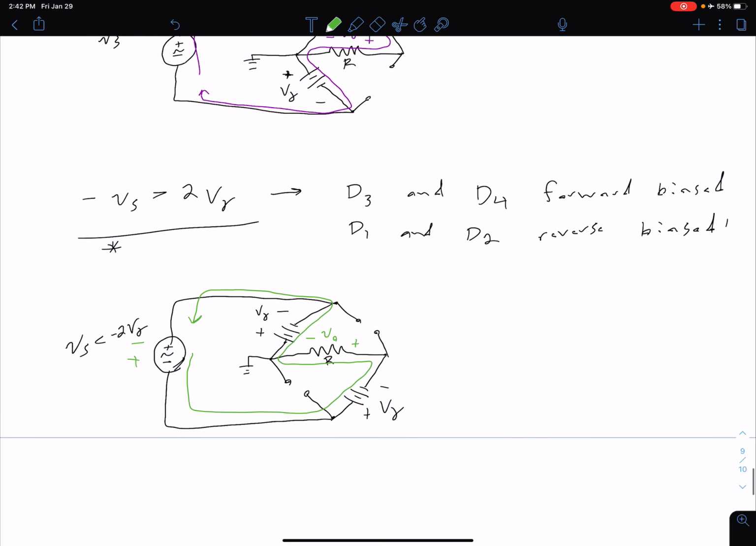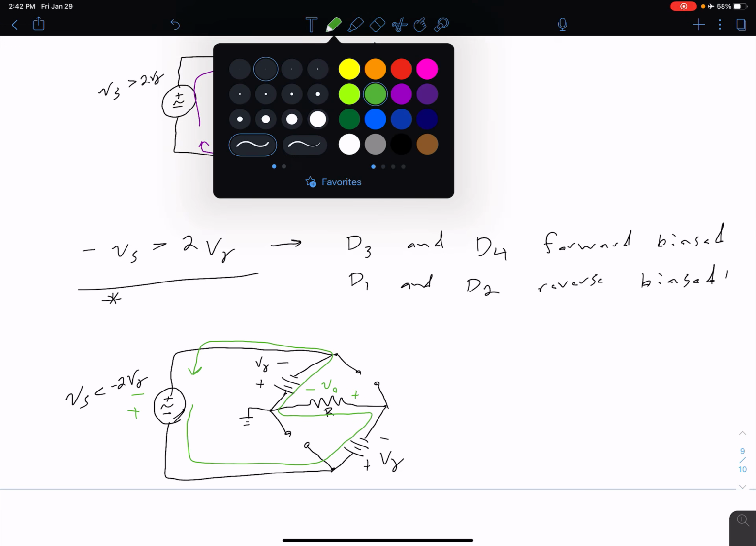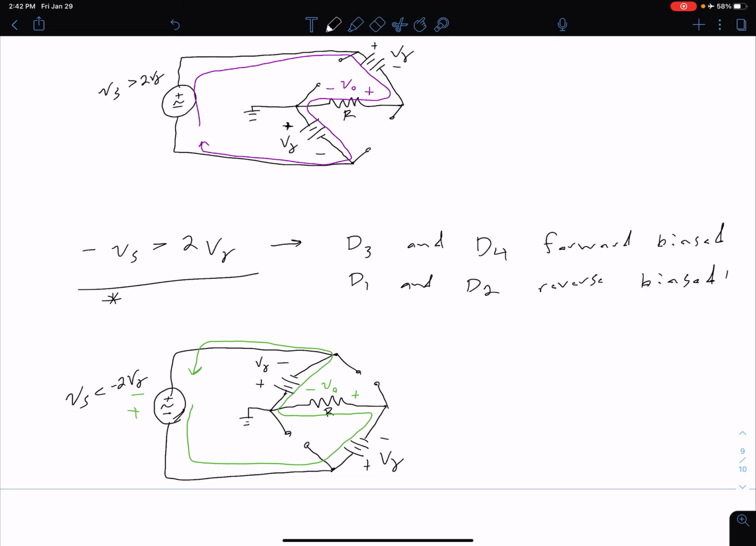And so of course what we can note comparing these two is that our V0 is the same polarity in both cases. Or we could also say that in terms of current, the current direction through R is the same in both cases. And so that's where we get our full wave rectification from.